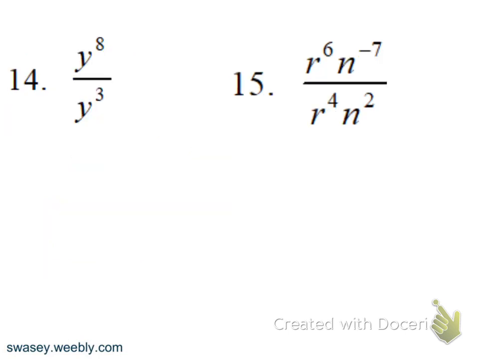14. Dividing with the same base, subtract exponents. We get y to the fifth over 1, or just y to the fifth. Don't have to write it as an exponent if everything divides out of the bottom.